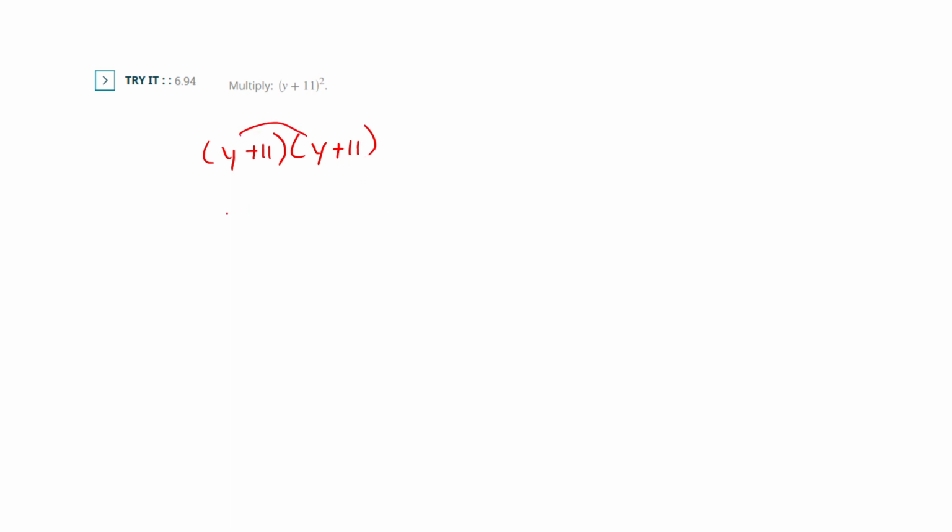Okay, FOIL this out, we get y squared plus 11y. Now let's do this one. We get 11y. That'll be 121. Now we combine like terms. We get 22y when we combine these. The only two that combine. They're the only two on the same team.